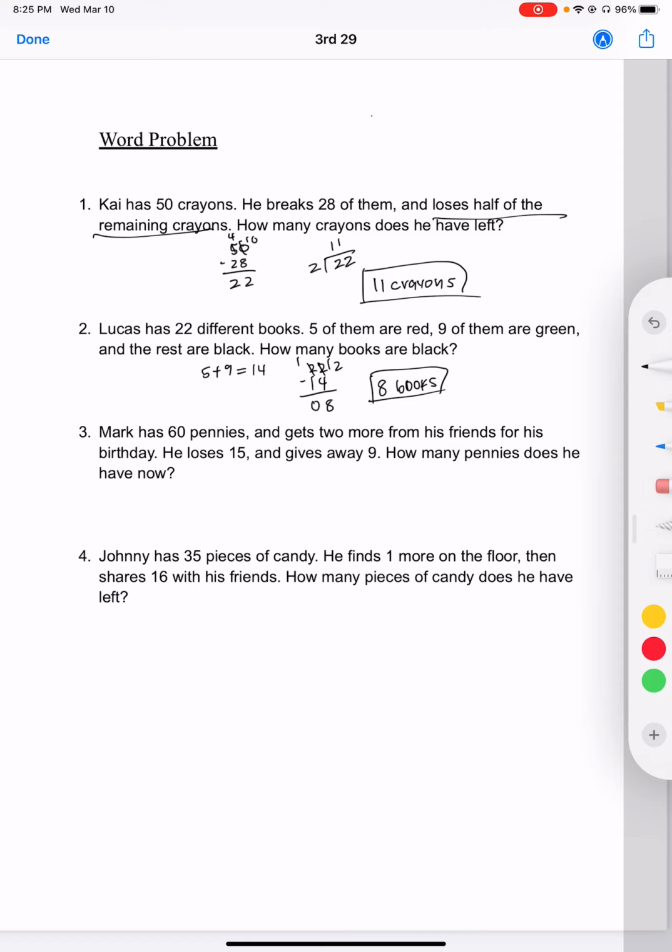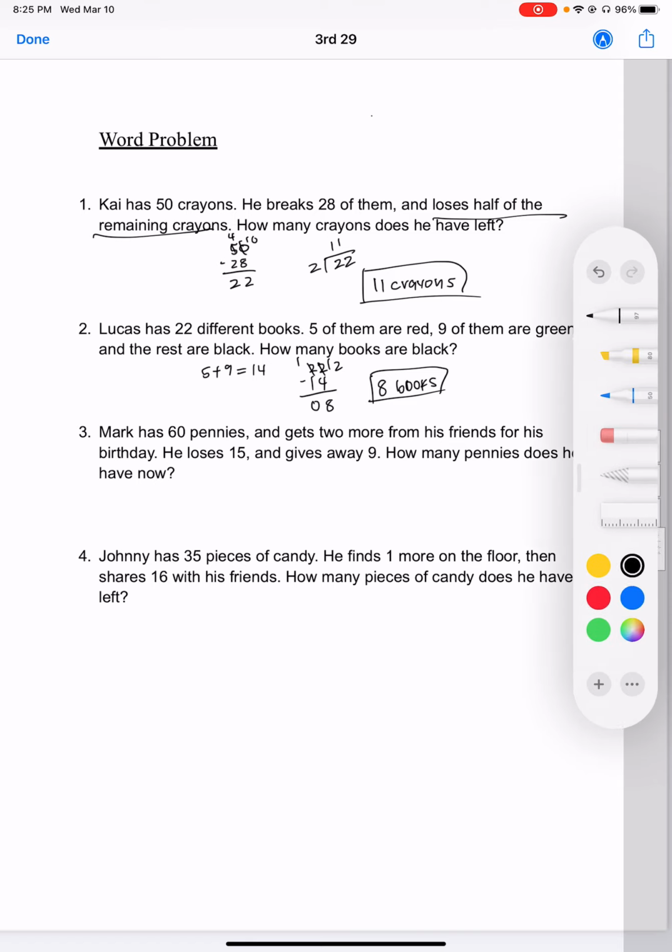Okay, Mark has 60 pennies and gets 2 more from his friends for his birthday. He loses 15 and gives away 9. How many pennies does he have now? So he has 60 and he gets 2 more from his friends for his birthday. So 60 plus 2 equals 62. Then he loses 15. 62 minus 15.